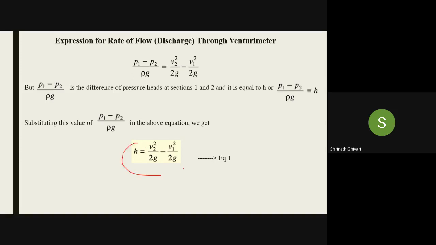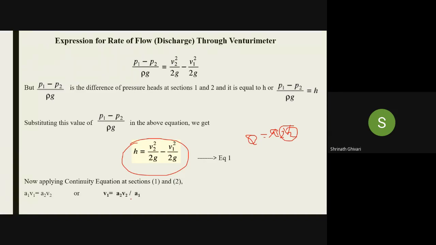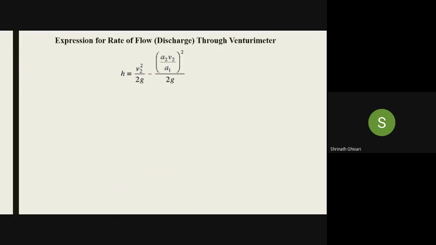Now we go for the continuity equation because we want Q equal to area into velocity. We know the value of A2 because it is a parameter given in the diagram itself, or in the assumptions we have made before. But V2 we don't know; we have to find V2 now. A1 V1 equal to A2 V2, so V1 equals A2 V2 divided by A1. Substitute the value of V1 in h.